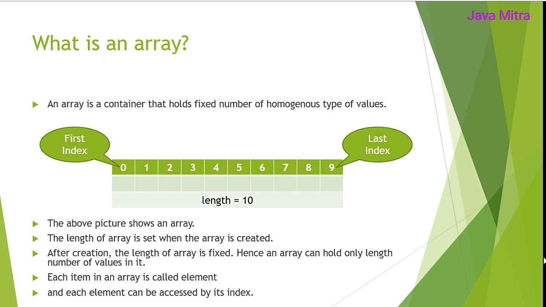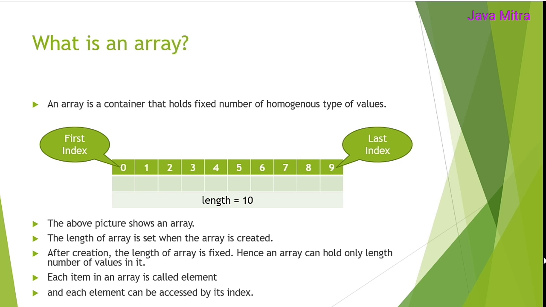Here in the picture I have shown you an array with length 10. It means this array starts from the first index 0 to the last index 9, and the value of length will be 10. The value of length is set when the array is created, and after creation the length of the array is fixed, and hence the array can hold only length number of values. All the items stored in an array are called elements.